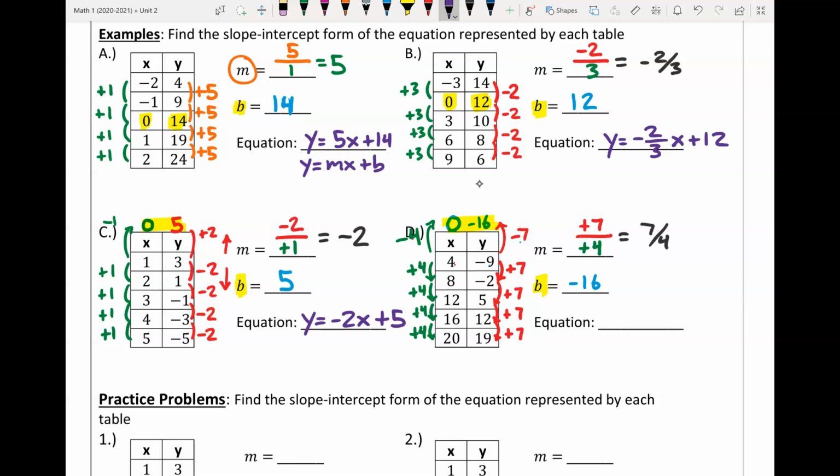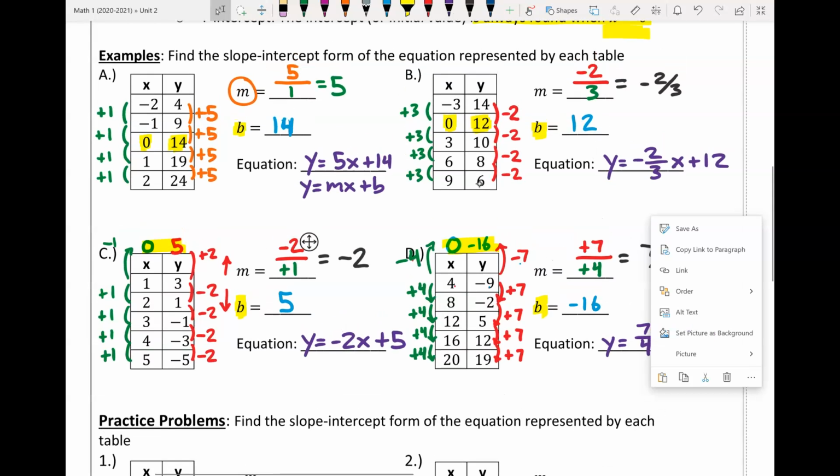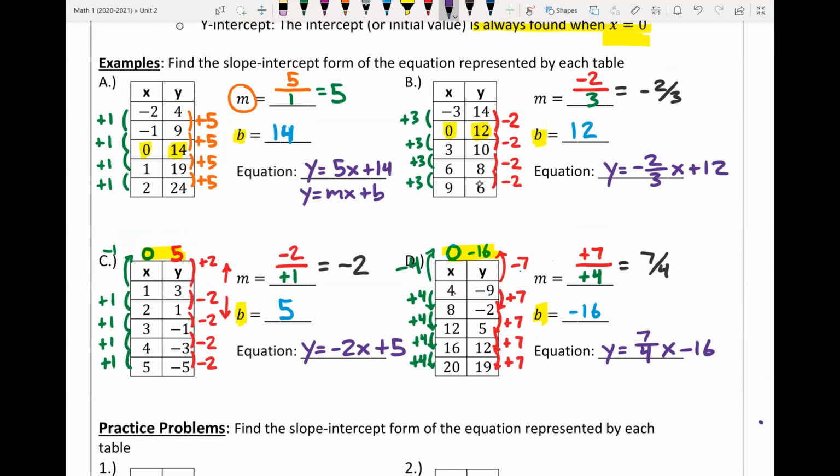So let's go ahead and write our equation. Y equals 7/4 x minus 16. And we have found our equations. So if 0 does not show up on your table, you can always go backwards or forwards, depending on what you need to do. But go ahead and get to 0 with the information that you have for the slope.